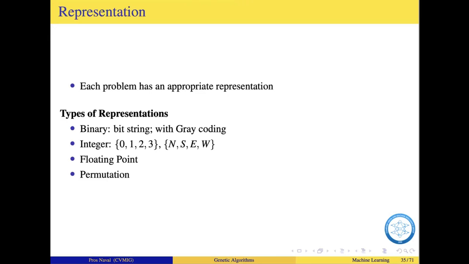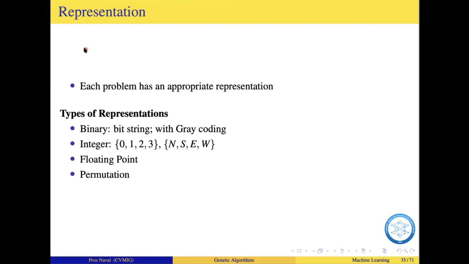Okay, representation. As we said, a problem has an appropriate representation. So we have several types of representations. You can have a binary representation, which we saw earlier. You could have a bit string. You could have that gray coded. You could have also an integer. So the genes do not have to be 0 or 1. It could be 0 to 255 for images, or any integer value if you wish.